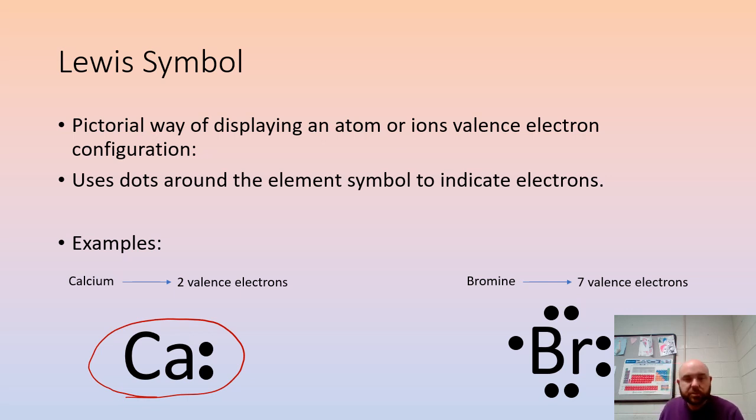And then bromine, which we just looked at the electron configuration for and showed that it had 7 valence electrons. To draw the Lewis symbol for a neutral atom of bromine, we would write the capital B, lowercase r for the elemental symbol for bromine, and then put the 7 dots to indicate the 7 valence electrons around a neutral atom of bromine.